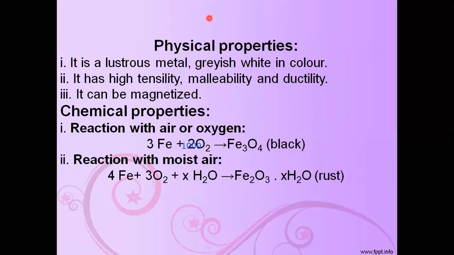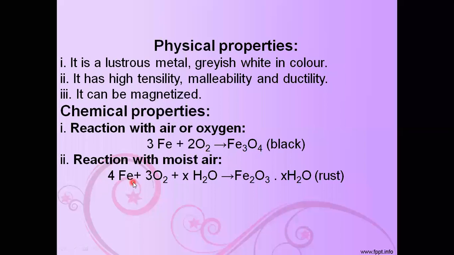Only on heating in air, iron forms magnetic oxide. So the iron is heated in air to form the magnetic oxide. This is the formula: 3Fe plus 2O2 gives Fe3O4.